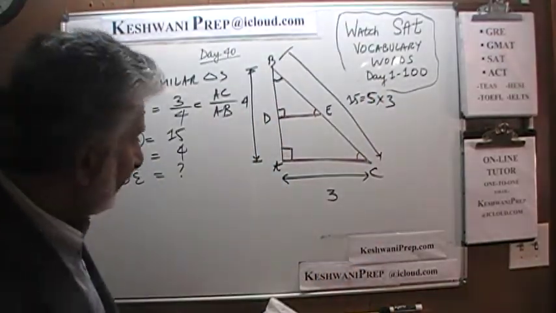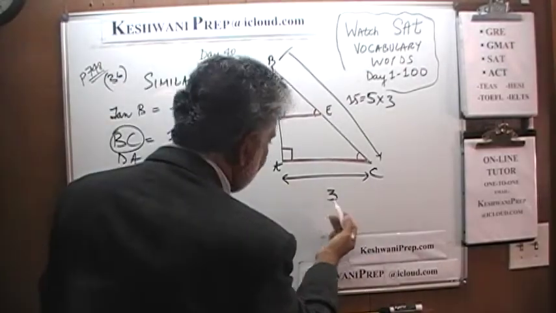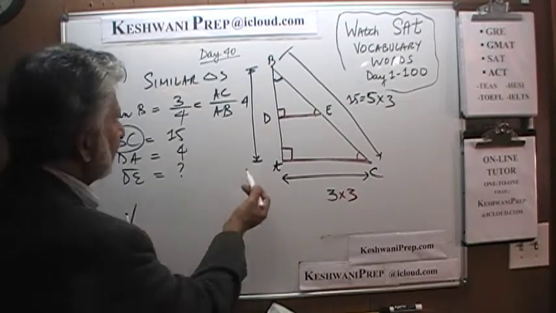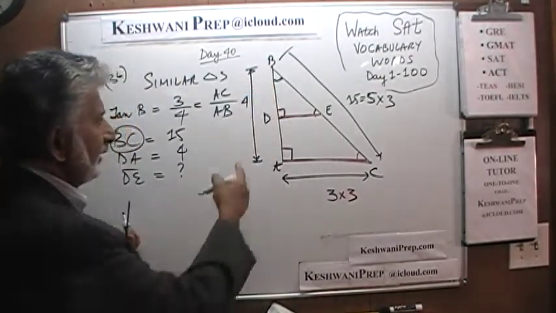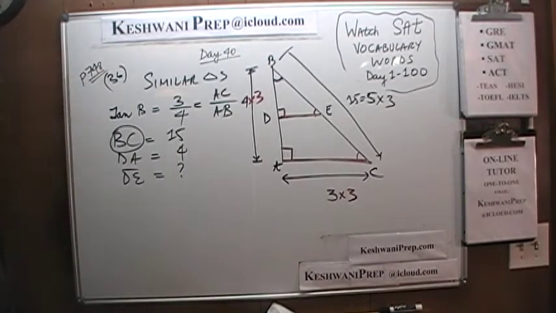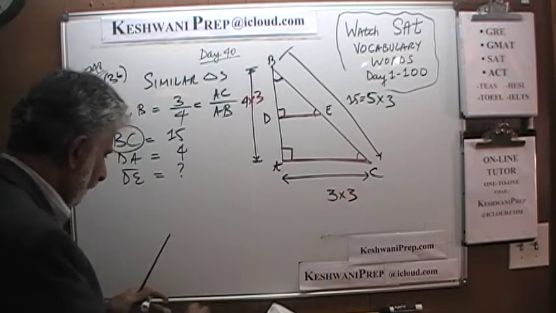3-4-5. That's a 5 here, except the 5 is 5 times 3. That tells us that this side that we're looking at, A to C, is not actually 3, it is 3 times 3. Similarly, this side A to B is not actually 4, it is 4 times 3. So far so good? You with me? Now we can make progress.